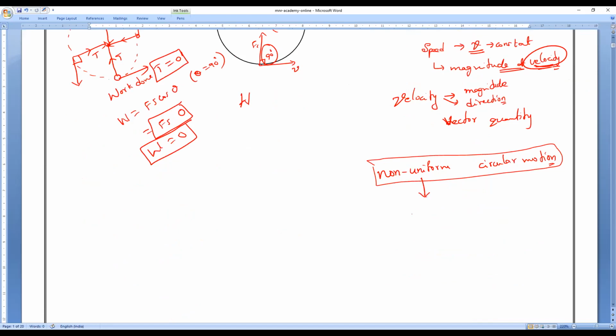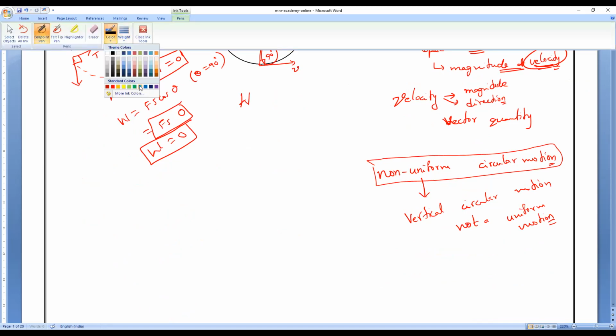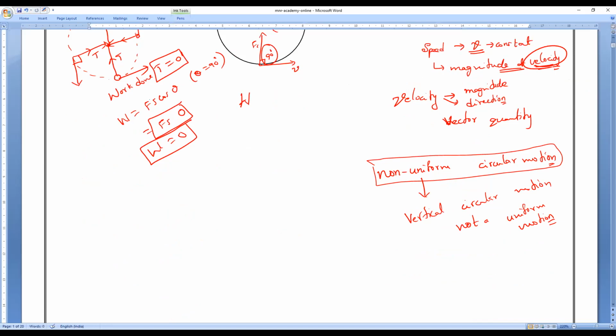Non-uniform motion is what we call vertical circular motion. So vertical circular motion is not a uniform motion. It is what motion, everybody? Please respond. Vertical circular motion is a non-uniform circular motion, which means the magnitude of velocity does not remain constant.